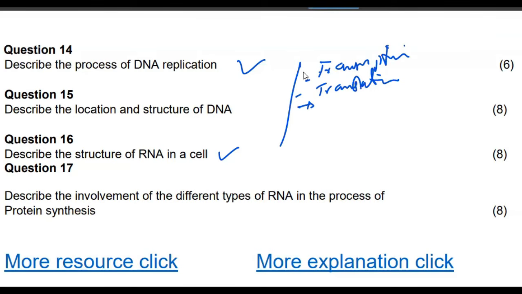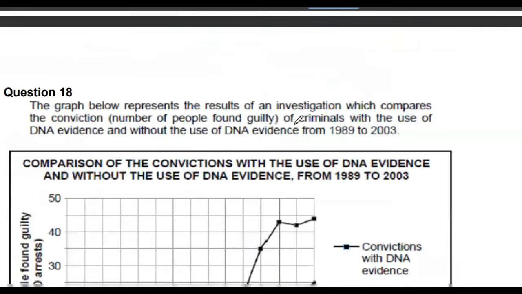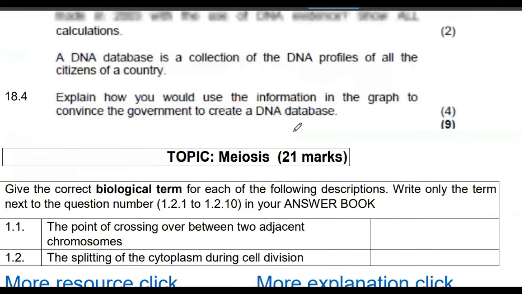If you change the code, for example, from GUA to GCA, and these two code for the same amino acid, then the structure of the protein will not change. But if different amino acids are being coded for, then the structure of the protein will be changed. So let's go to meiosis.